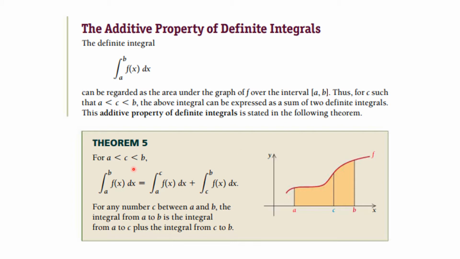So if we pick a c that's between a, b, we can see that the area from a to b is the same as the area from a to c, plus the area from c to b, and that's what this theorem states. So for c between a and b, the definite integral from a to b of f of x dx is equal to the definite integral from a to c of f of x dx plus the definite integral from c to b of f of x dx.